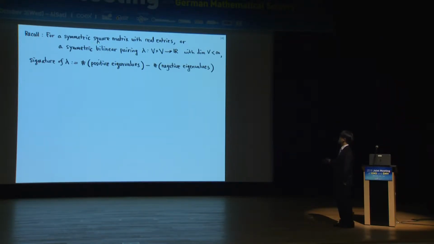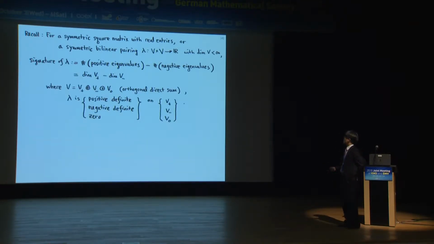So here is a symmetric square matrix with real entries, or equivalently a symmetric bilinear pairing defined on a finite dimensional vector space. Then the signature of this pairing or matrix is defined by taking the difference of the number of positive eigenvalues, counted with multiplicity, and the number of negative eigenvalues. So this is an integer. Or we could take the subspaces on which the pairing is positive definite and negative definite, V plus and V minus here, and the zero part. Then we just take the dimension of the positive definite part and the dimension of the negative definite part, and take the difference. That's the signature. This is an elementary invariant of a bilinear pairing.